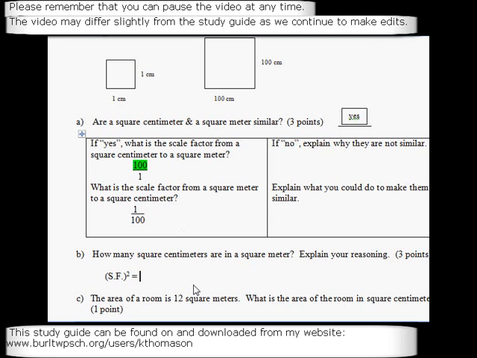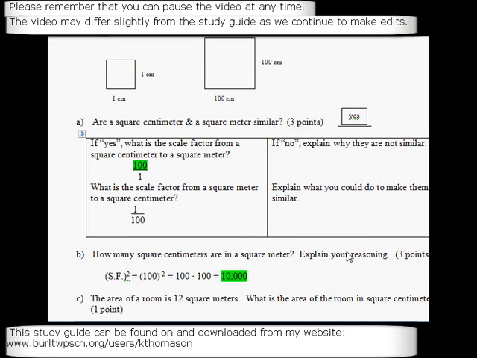Alright, well, what was the scale factor? The scale factor was 100. So again, we have to square that. Well, 100 squared is the same thing as saying 100 times 100. Alright, so 100 times 100 is 10,000. So we have our answer. 10,000 of these will fit in there. 10,000 square centimeters will fit in a square meter.